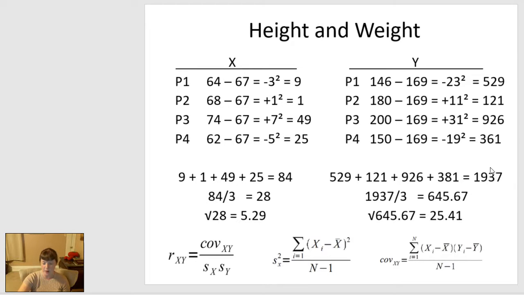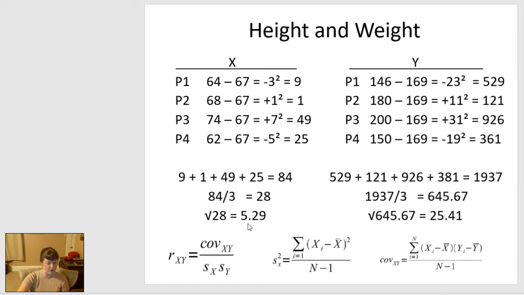Then I get my sum of squares by adding 529 + 121 + 926 + 381. This is my sum of squares. Divide that by 3 to get 645.67. Take the square root of that to get 25.41. Now, I have my two standard deviations. And notice that I'm dividing by 3 because it's still n-1. The covariance for a sample, still you need to divide by n-1.